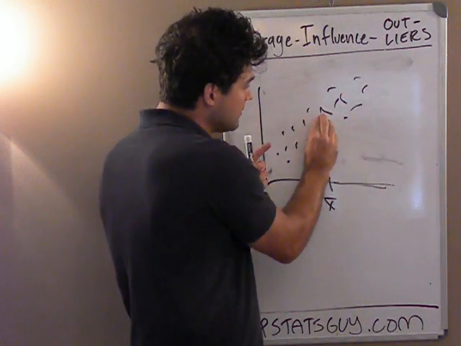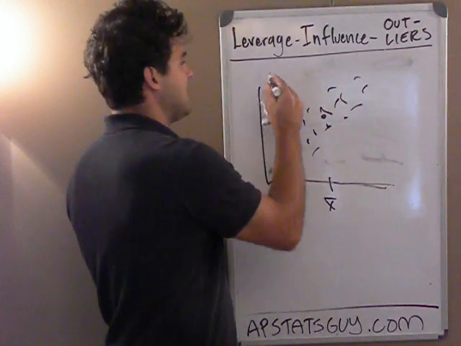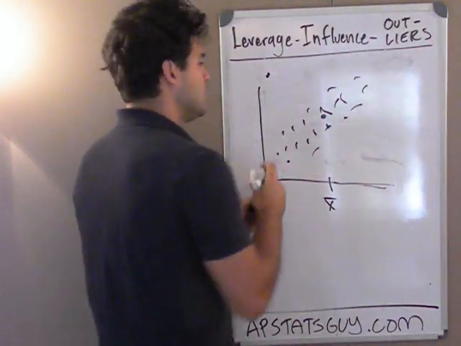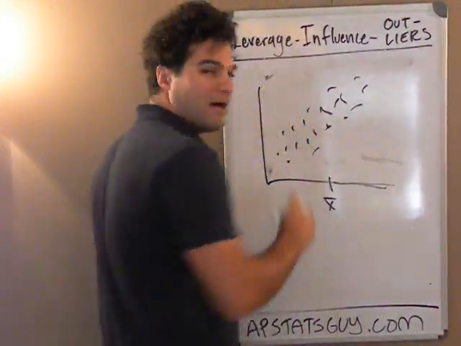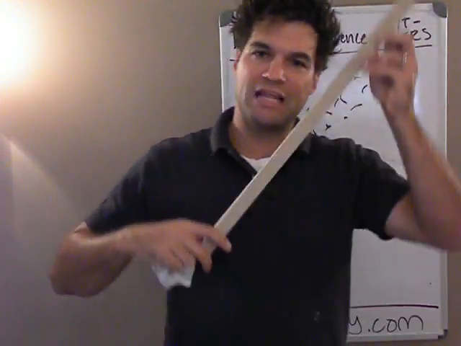Follows the trend? Yes. Does it have leverage? No. What about this guy? Leverage and an outlier. So that's leverage and outlier. Let's talk about influence. Remember what this regression line tries to do.